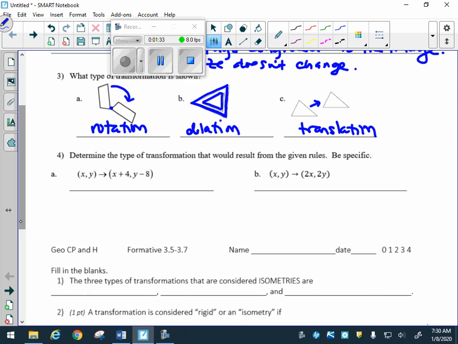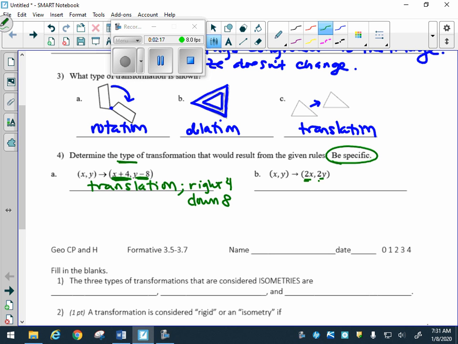Okay, the type of transformation that would result from the given rules, and then I said be specific. What I meant by that is to tell me more about the specifics of the transformation rather than just the type. This one you should be able to recognize anytime they're adding or subtracting the x and y. It's a translation. More specifically, the object is going to move to the right 4, right or left is on the x-axis, and down 8, because when we change the y by subtracting 8, it moves it down.